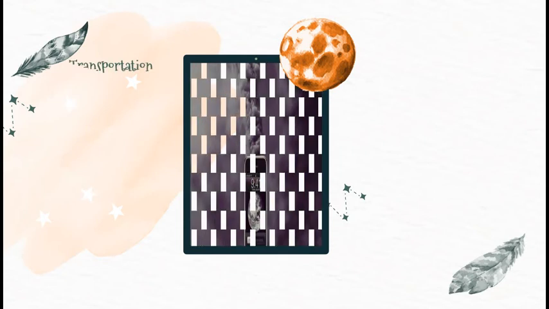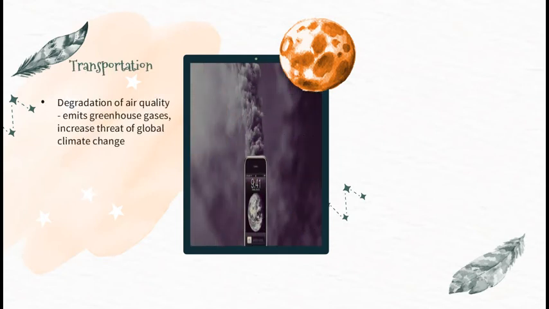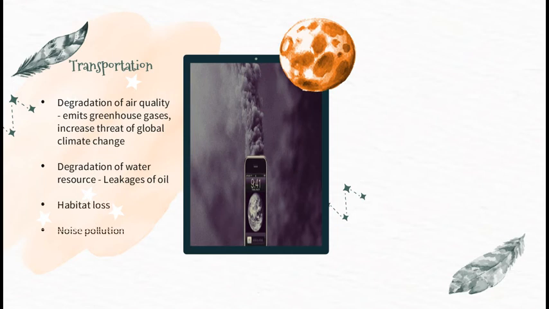Environmental impacts due to transportation are degradation of air quality due to emissions of greenhouse gases and increased threat of global climate change. Overall, transportation throughout the life cycle was estimated to lead to around 10% of global warming potential impact. The next impact is degradation of water resources. If leakages of oil from ships happen, it will contaminate the ocean and affect marine life. Some other impacts due to transportation are habitat loss due to land clearance to create highways and roads, and noise pollution from the construction work and from vehicles.